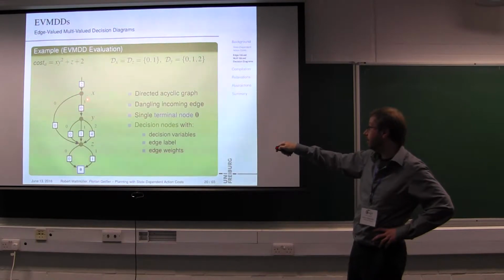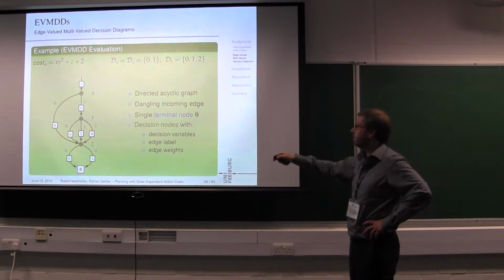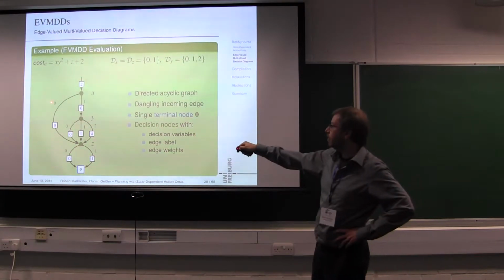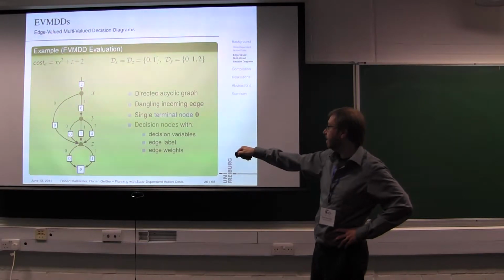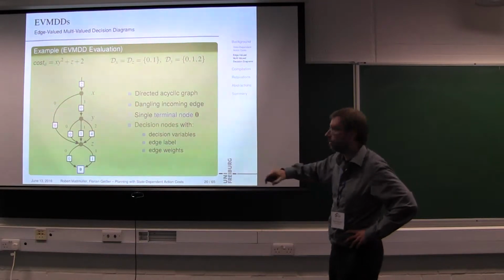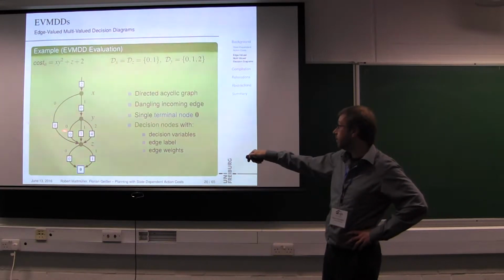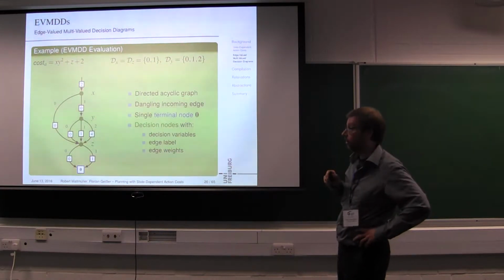A decision node for branching over x here, and so on, with these associated decision variables. Edge labels: these are the domain values of the variables that get tested. And edge weights: these are the partial costs contributed by the arcs. 0 here, 1, 0, 1 here, and so on.